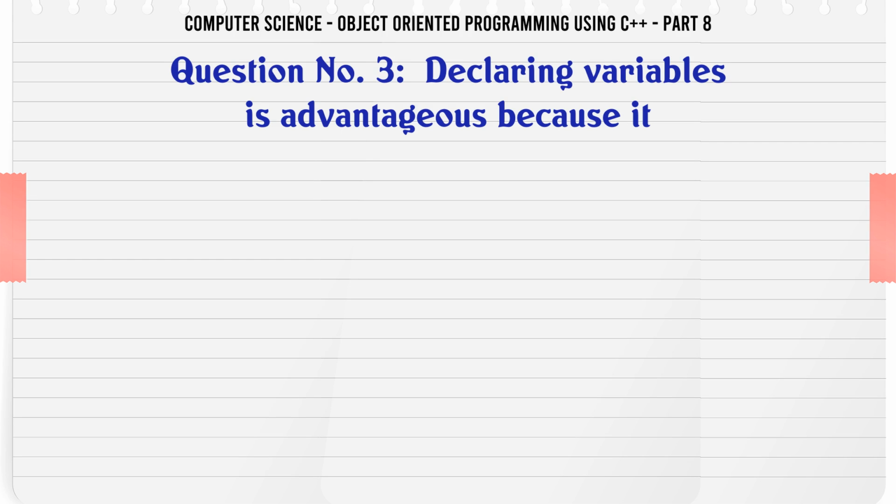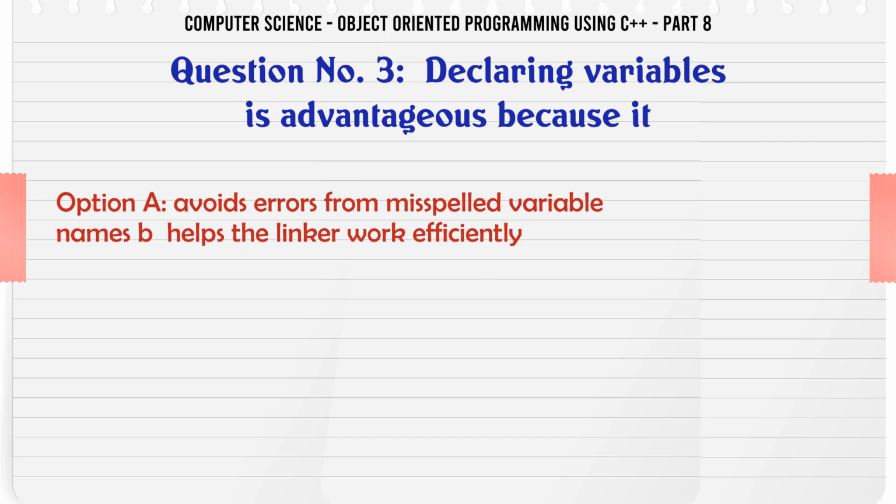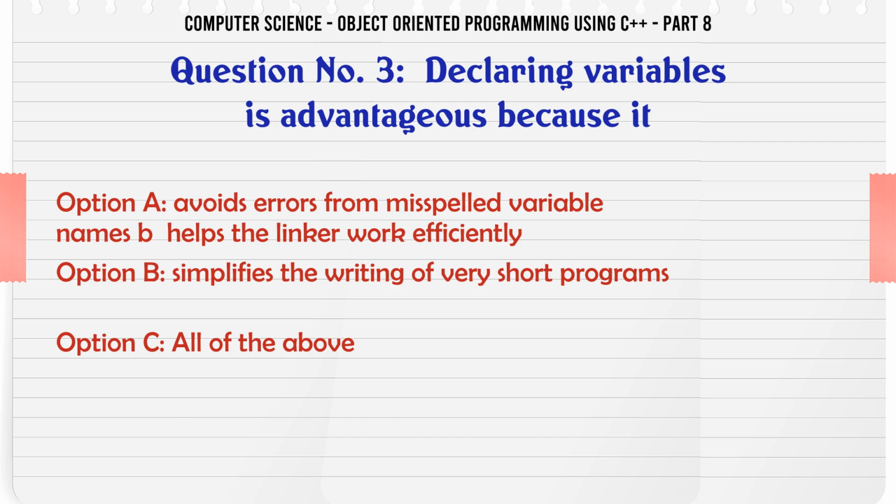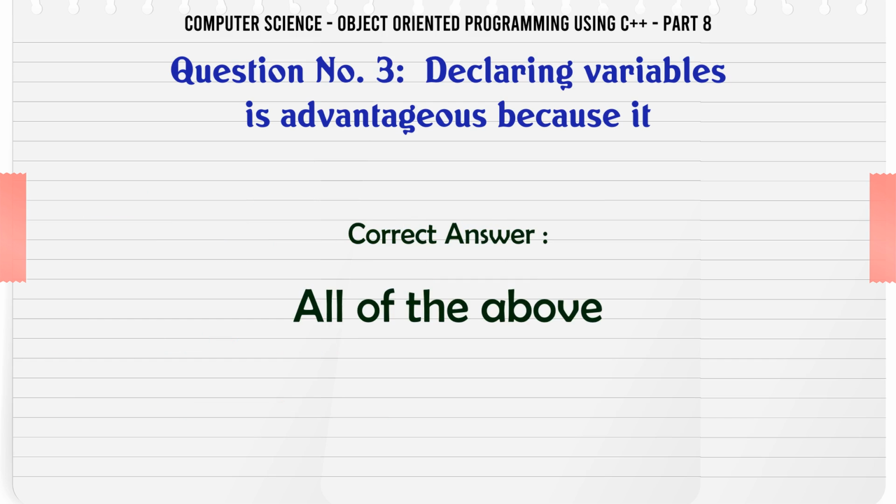Declaring variables is advantageous because it A. avoids errors from misspelled variable names. B. helps the linker work efficiently. B. simplifies the writing of very short programs. C. all of the above. D. none of the above. The correct answer is all of the above.